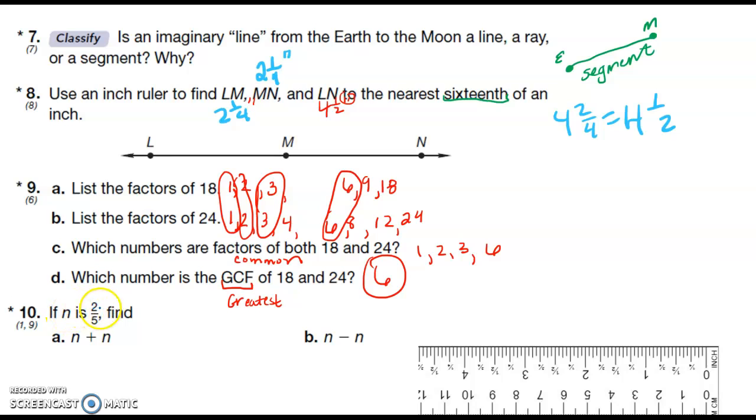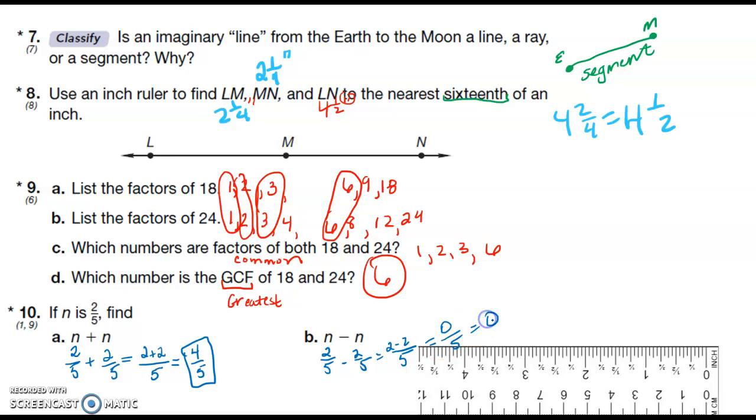If n is equal to 2/5, find. So we're going to plug in 2/5 everywhere we see n. And when we add the top numbers, we have 2 plus 2, and that's all going to be over 5. Nothing happens to the bottom number when we add. That's our answer. And then here, 2/5 minus 2/5 gives us 2 minus 2 over 5. I'm running out of room. I'm so sorry. 0 over 5, which is 0.